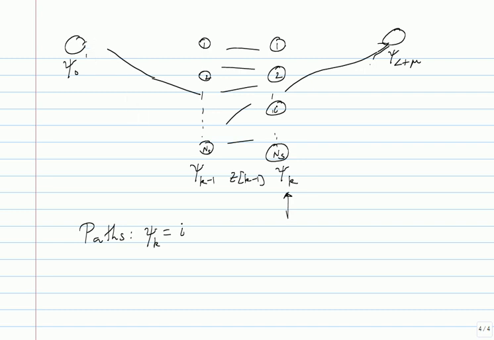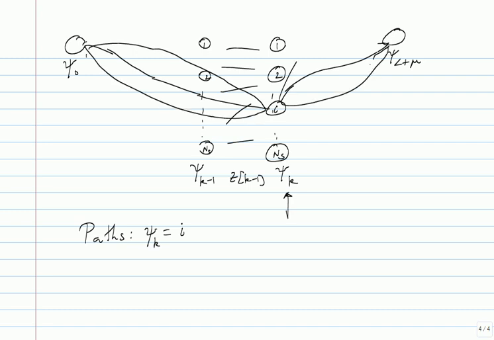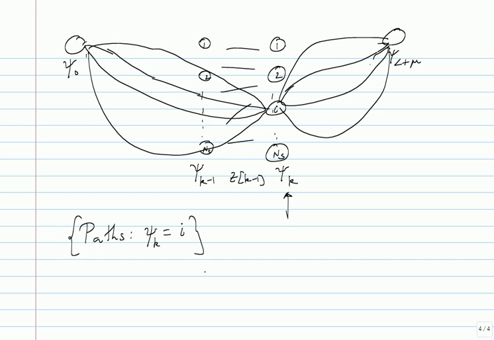The picture you see will change. You'll have something like this going from here, and then everything else you have will meet at I. Do you see that? Maybe something like this. Of course, there are other paths in the trellis, but I'm only looking at those paths which go through the state I after the k minus 1 stage. Then I have this kind of a picture.